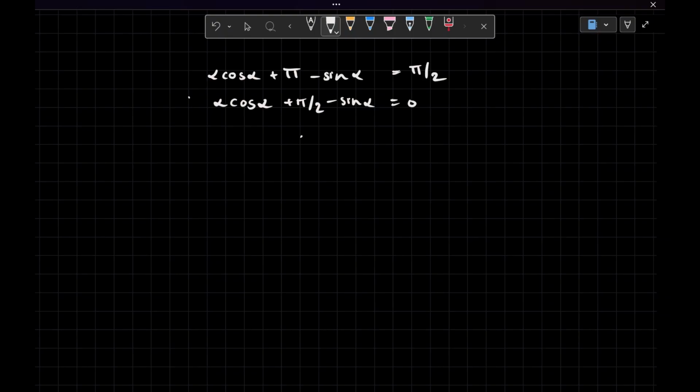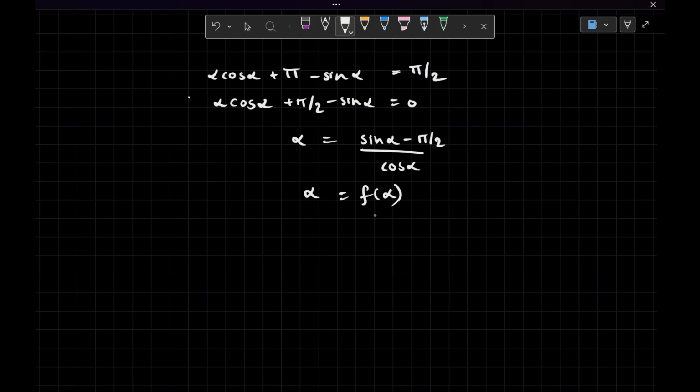And one more step, the final step I want to do is keeping the alpha on one side and shifting everything to the other side, which will give me this sort of value. Okay, so this is alpha and this is something as a function of alpha. So this equation structure itself, these kind of equations are known as transcendental equations.